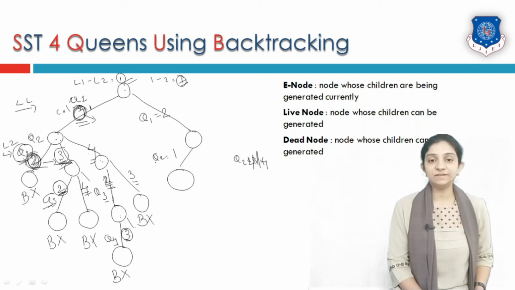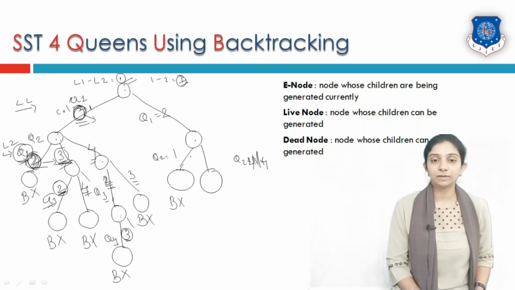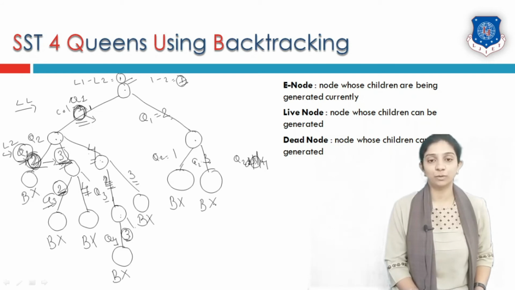The difference between these two levels is 1 and the difference between these two column numbers is also 1. So according to the bounding condition, this node will stop growing from this particular branch. We will go one step back and try some different option for queen number 2. Let me put queen number 2 in the next option, that is column 3. Now the difference between these two levels is 1 and the difference between these two column numbers is also 1. So according to the bounding condition, this node will also stop growing.